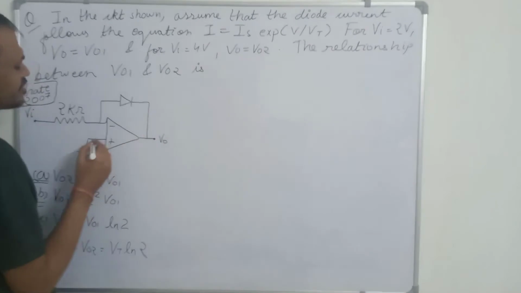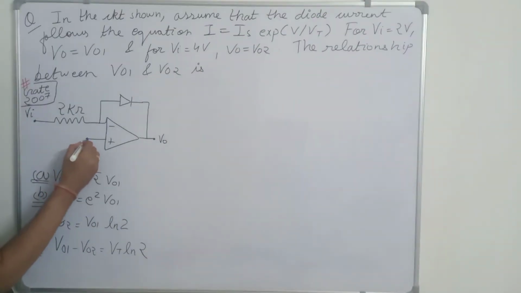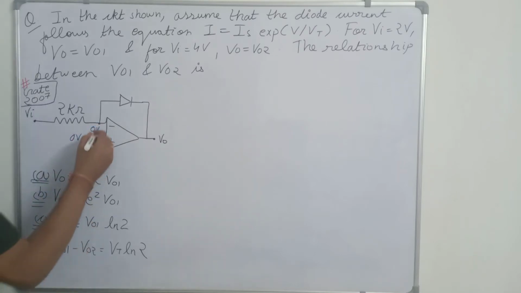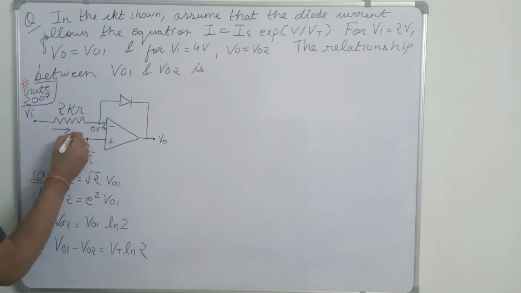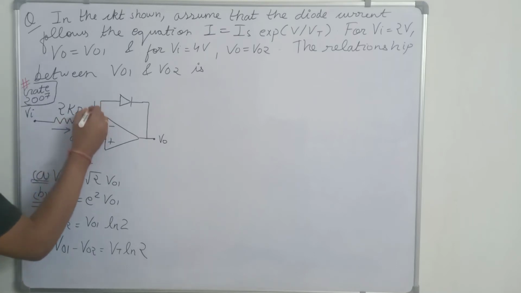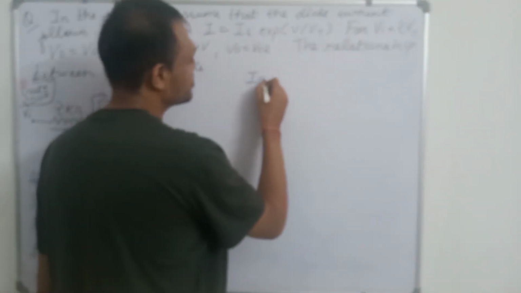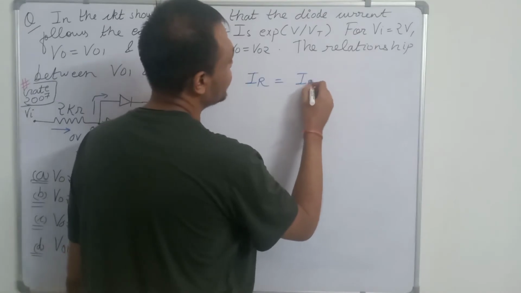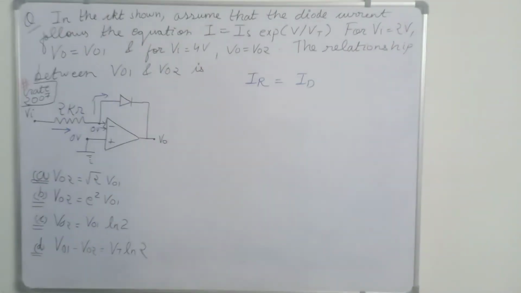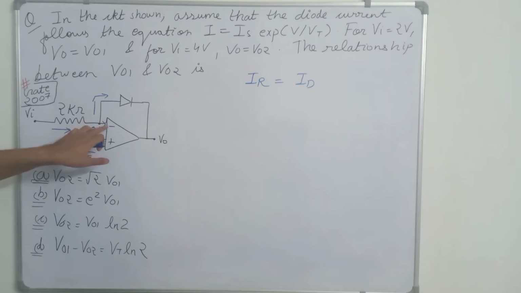First, using the virtual short circuit concept, this voltage is 0 volt, this voltage is 0 volt, so this voltage will also be equal to 0 volt. Now the current flowing inside the op amp is 0. So this current IR, the current through the 2 kilo ohm resistor, will be equal to the current through the diode. First of all, IR will be equal to ID, because the current entering the op amp is 0, as this is an ideal op amp.